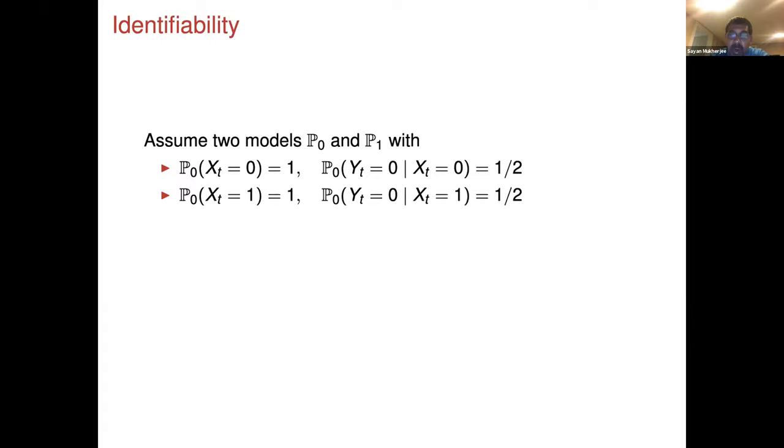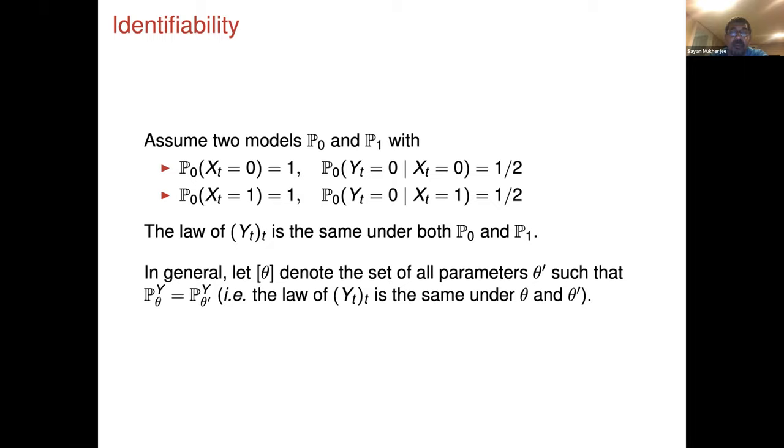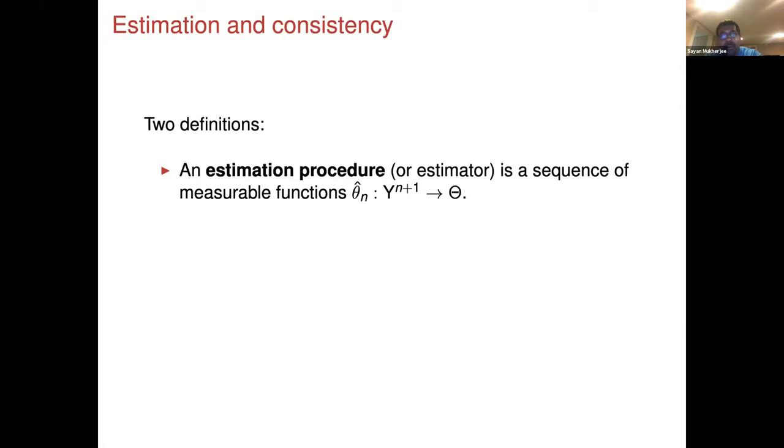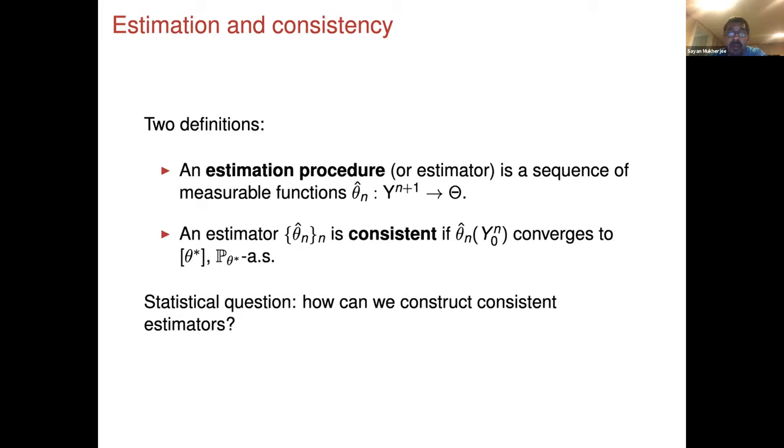One caveat is identifiability. We could have two models with different parameters, but they have the same law. Y is the same under both. We're going to deal with that by using this theta bracket to denote the set of all parameters that have the same law. You can think of an estimation procedure as a sequence of measurable functions from our data to the parameter space. It's consistent if theta hat converges to theta bracket star almost surely.